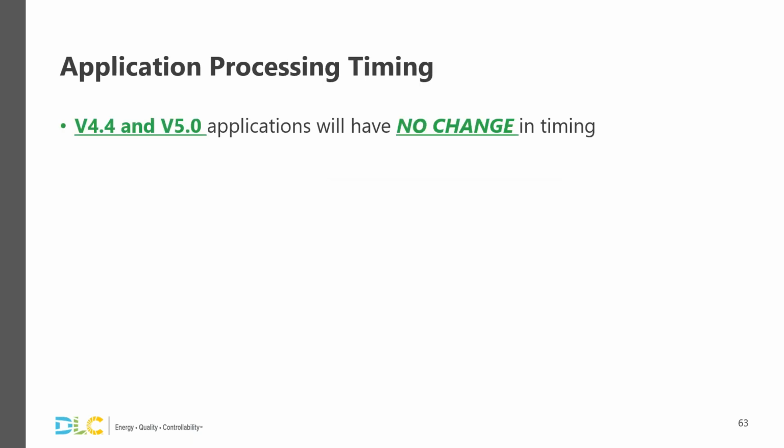As far as application process timing, version 4.4 and version 5.0 applications will have no change in the current timing. So the current version 4.4 review timing that is on the website now will also apply to version 5.0, and there is no change in that review timing or application processing timing. Next slide.